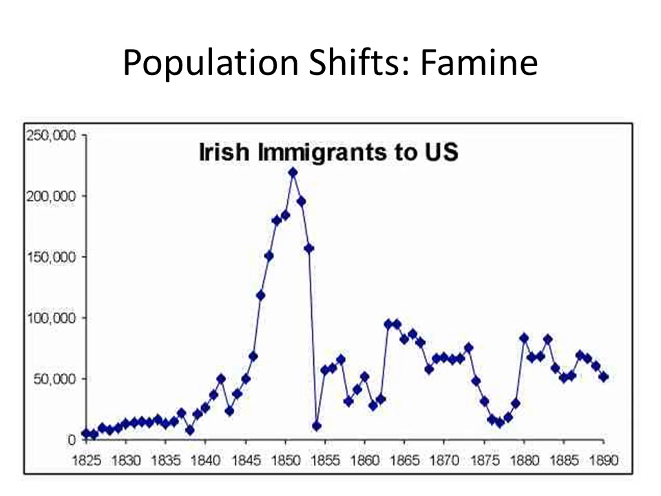So for example, if you look at this line graph, on the x-axis you have the years marked off every 5 years from 1825 to 1890, and on the y-axis you have numbers of people from 50,000 up to 250,000. And this graph shows the Irish immigrants to the United States. So this shows how many Irish immigrants moved to the United States each year.